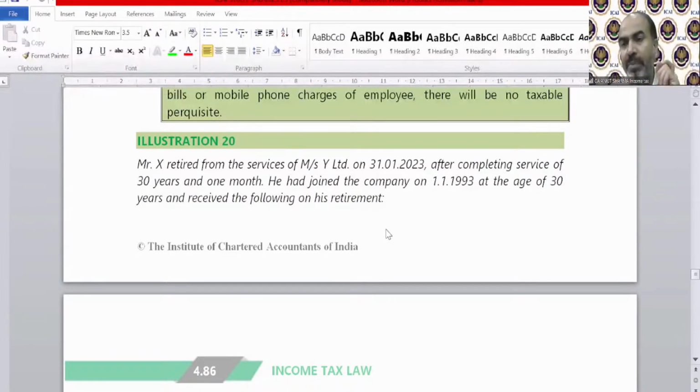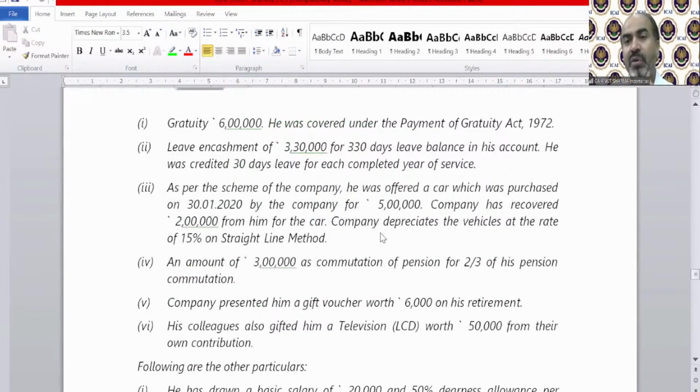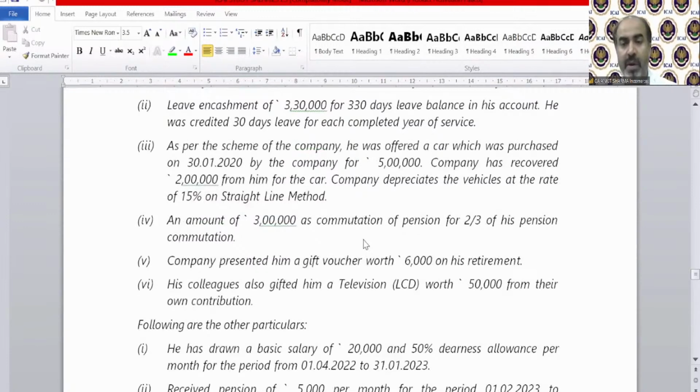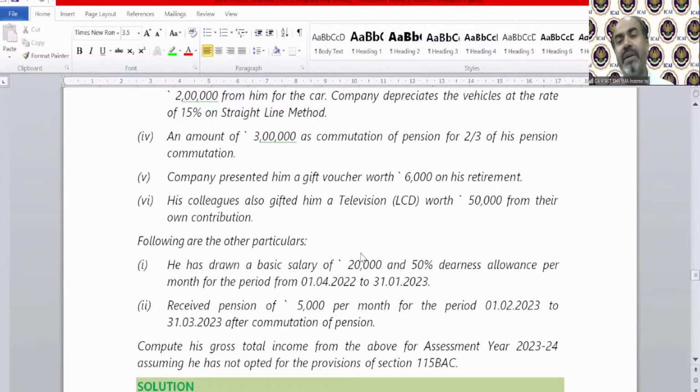He had joined the company on 1/1/1993 at the age of 30 years and received the following on his retirement. Gratuity 6 lakh. He was covered under the Payment of Gratuity Act. Leave encashment 3,30,000 for 330 days leave balance in his account. He was credited 30 days leave for each complete year of service. As per the scheme offered, a car which was purchased on 30th January 2020 by the company for 5 lakh, an amount of 3 lakh as pension, 2/3. The company presented him a gift voucher of 6,000. His colleagues also gifted him a television.